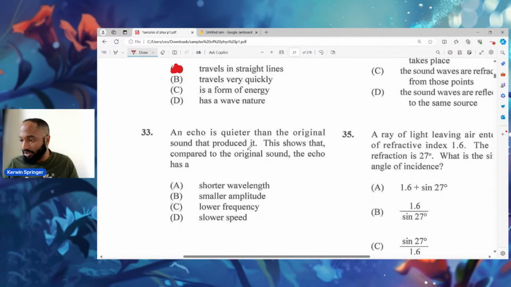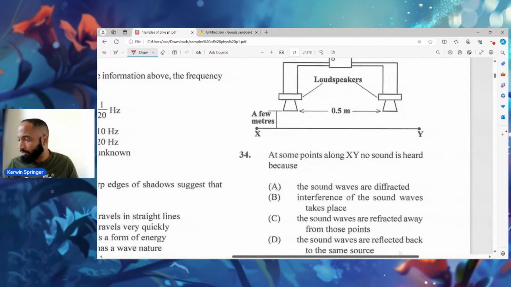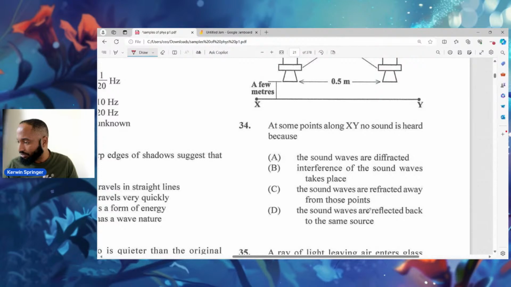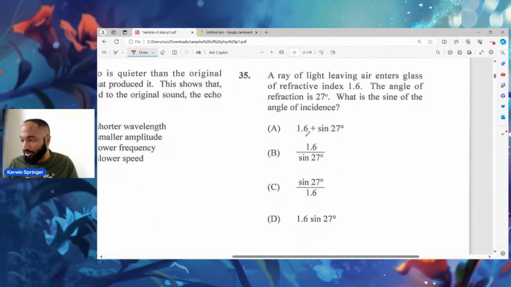An echo is quieter than the original sound. This shows that compared to the original sound, the echo has a smaller amplitude. At some point, XY, no sound is heard because of reflection, refraction, or interference of the sound waves. That's what I was looking for. It started reaching to this part where we just zoom in.